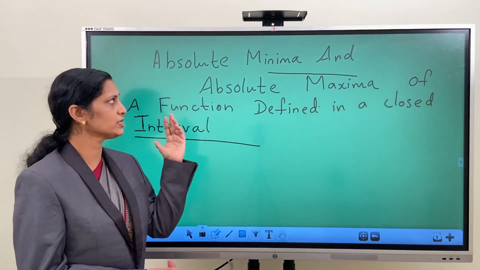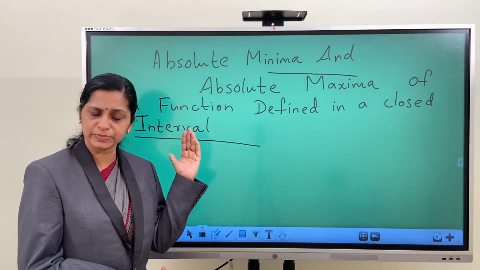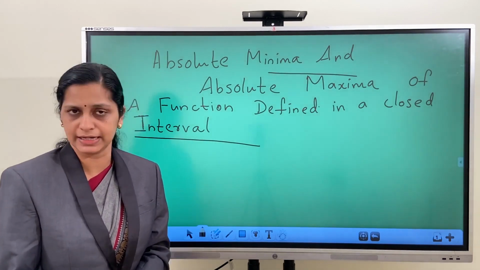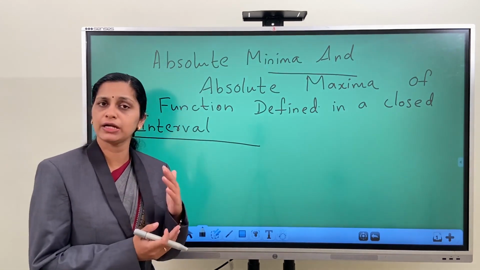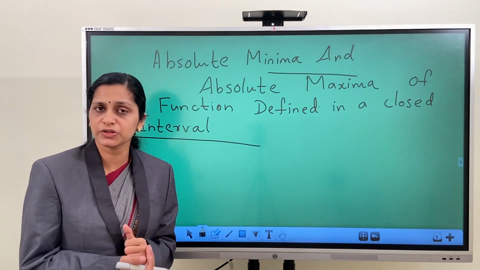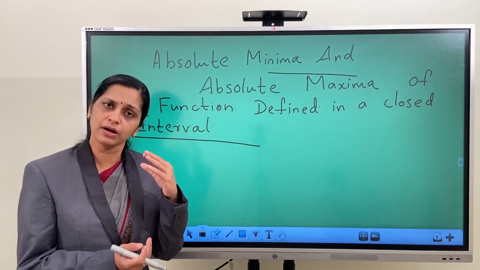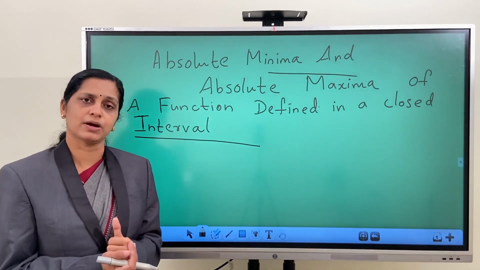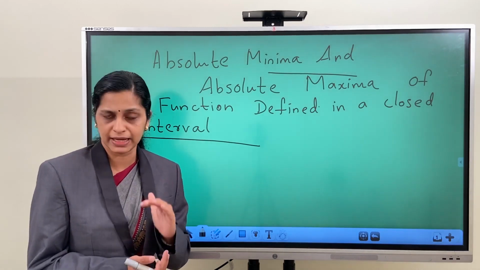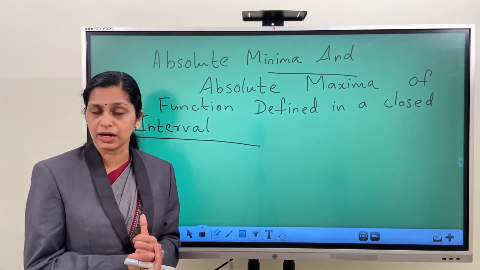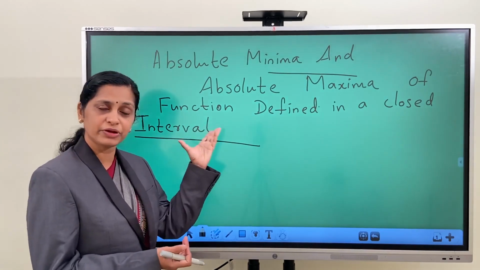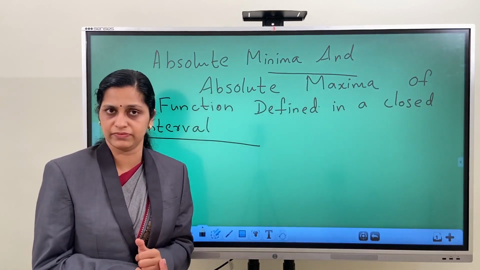Students, our next section is the concept of absolute minima and absolute maxima of a function defined in a closed interval. If you have a function defined in a closed interval, for that function we can define absolute maxima and absolute minimum, or simply maxima and minimum. Absolute maxima is the greatest value among all the maximum values taken by a function, and absolute minima is the least of all the minimum values. We can define that for a function defined in a closed interval.